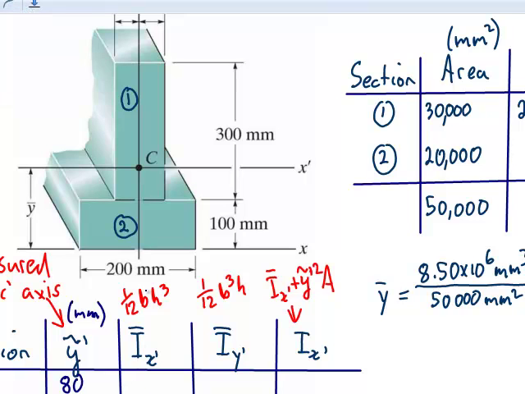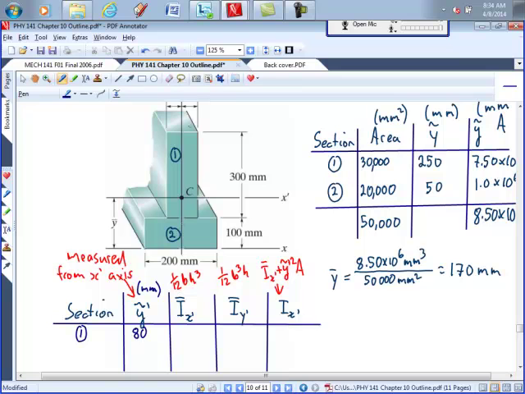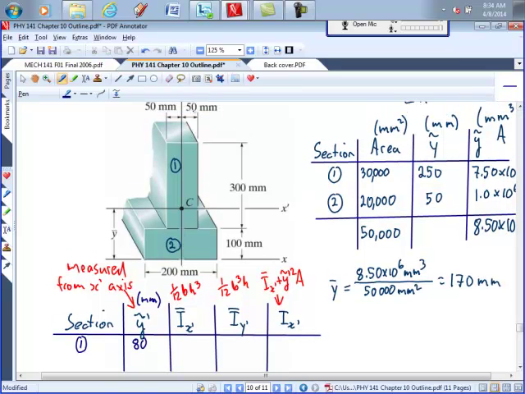All right. So here we have 1/12 times b, which was 100, times h, which is 300 cubed. Is anybody calculating it? I haven't got a calculator. 2.25 times 10 to the 8. And that's going to be millimeters to the fourth.